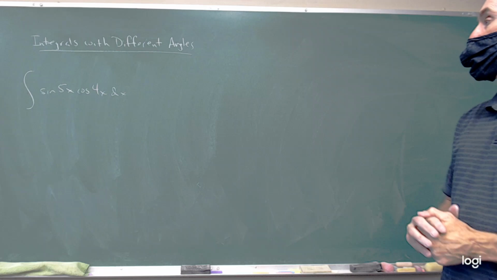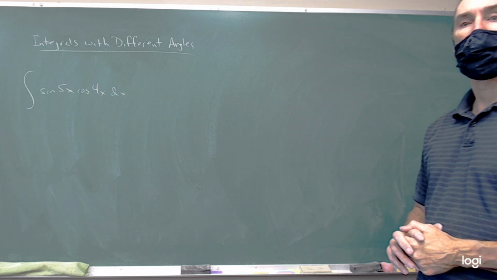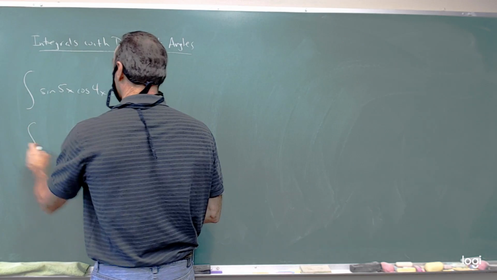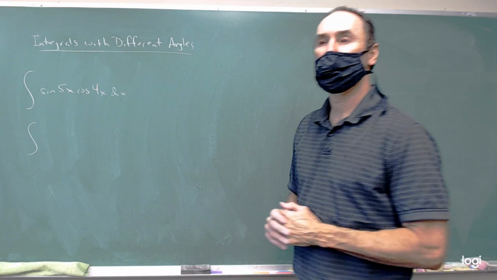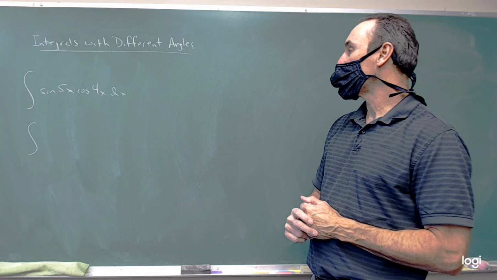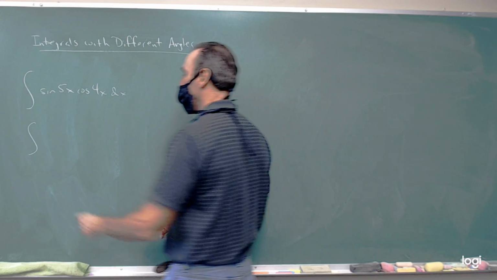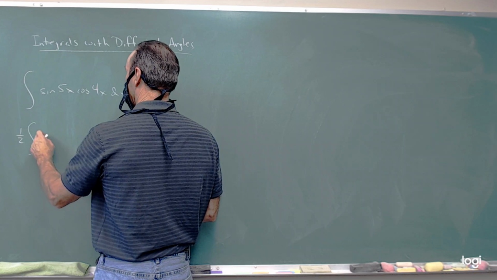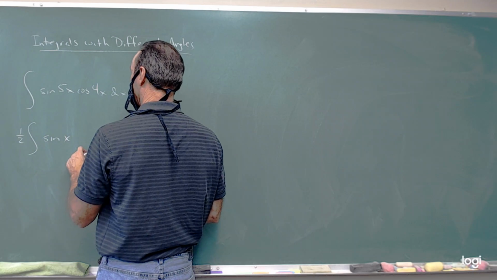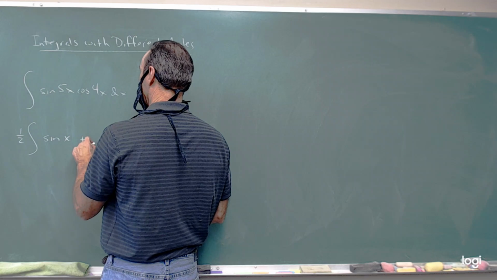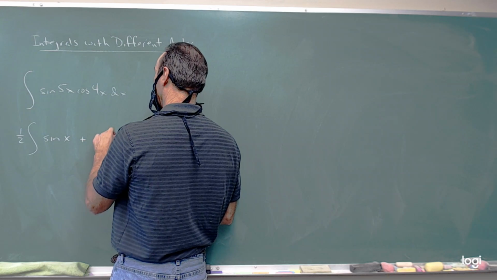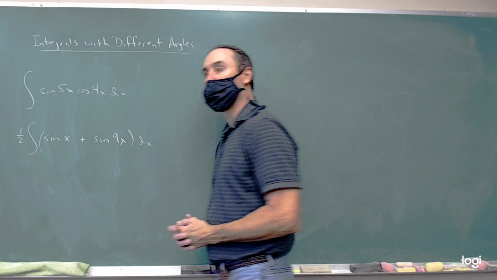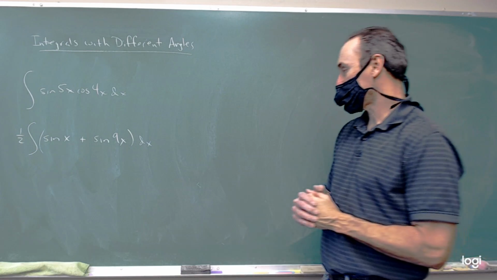It's in the middle. So you have a sine cosine. So what's that going to look like? 1/2 times sine of the sum plus sine of the difference. Okay. That's pretty routine after that, I think.